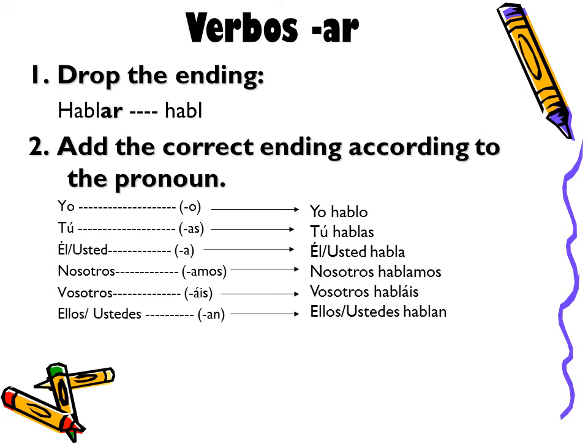So it's very simple, and all you have to do when you drop the ending is add the new ones. And these are the ones that you have to memorize. You're going to memorize o, as, a, amos, ais, an. You have to remember which pronoun uses which ending. And we're going to learn this as we use them.